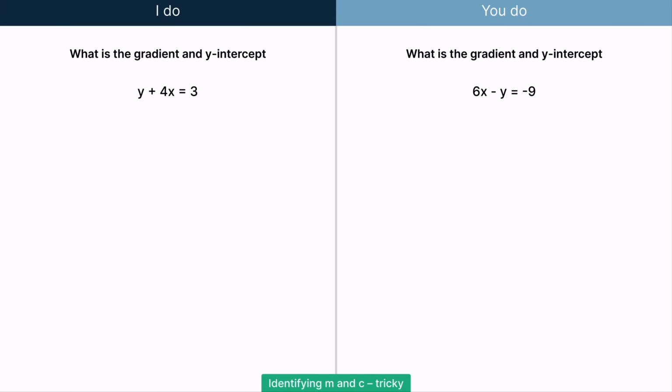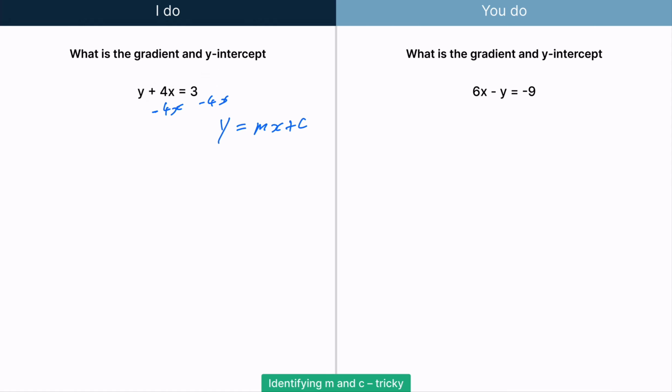Okay, so looking at this one, now the equation of a straight line is given in this form. y is equal to mx plus c. Now what you'd notice here is, it's not y is equal to, it's y plus 4x is equal to. So what we need to do is we need to move this over that way. Okay, and the way we do that is we do the opposite of plus 4x.